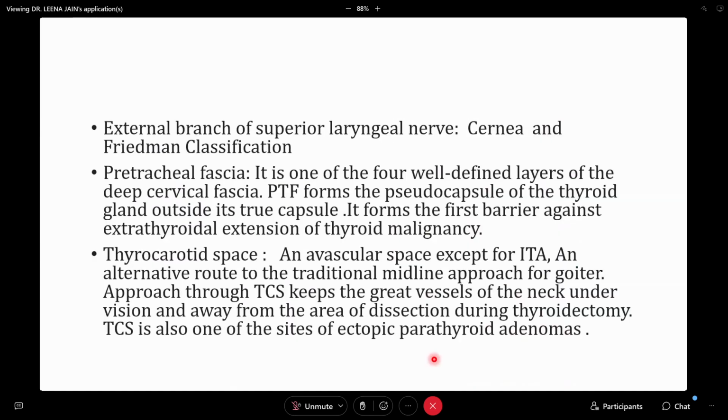Then there is one more important structure, because we identify two nerves in cases of thyroidectomies.